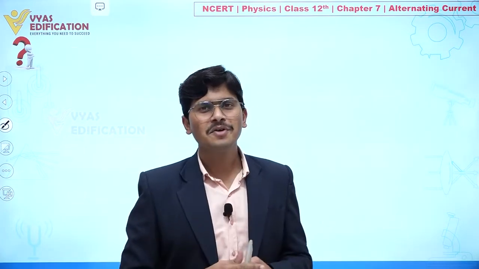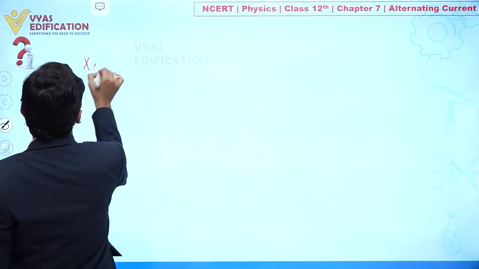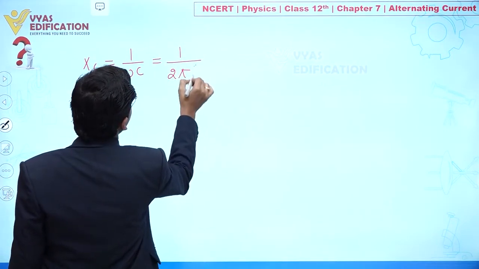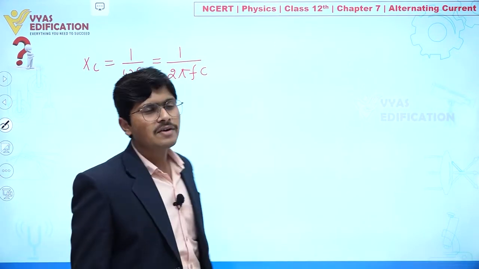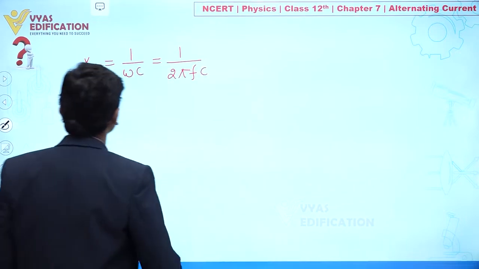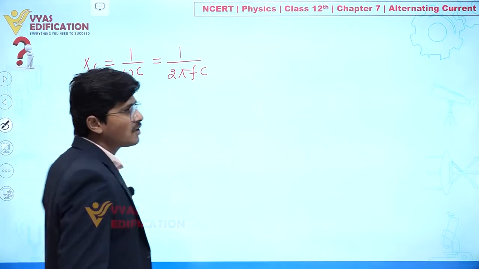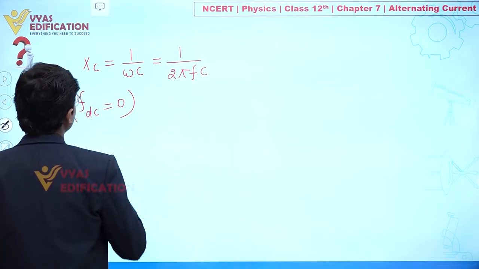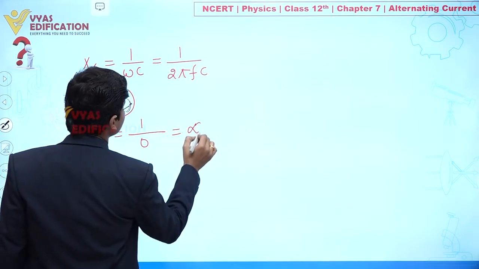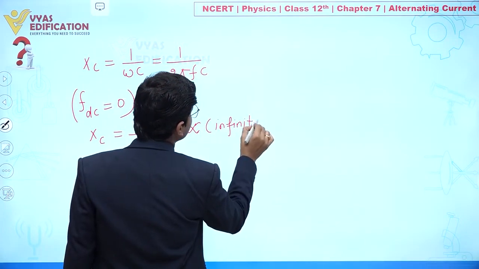Dear student, we have one more question in this particular question. You know Xc is given by 1 upon omega C, which is 1 upon 2 pi fC. Now whenever we are talking about DC current, for DC current frequency is equal to 0. So for DC we have f as 0. From here this is 1 upon 0, near about infinity. So we are getting this value near about infinite.